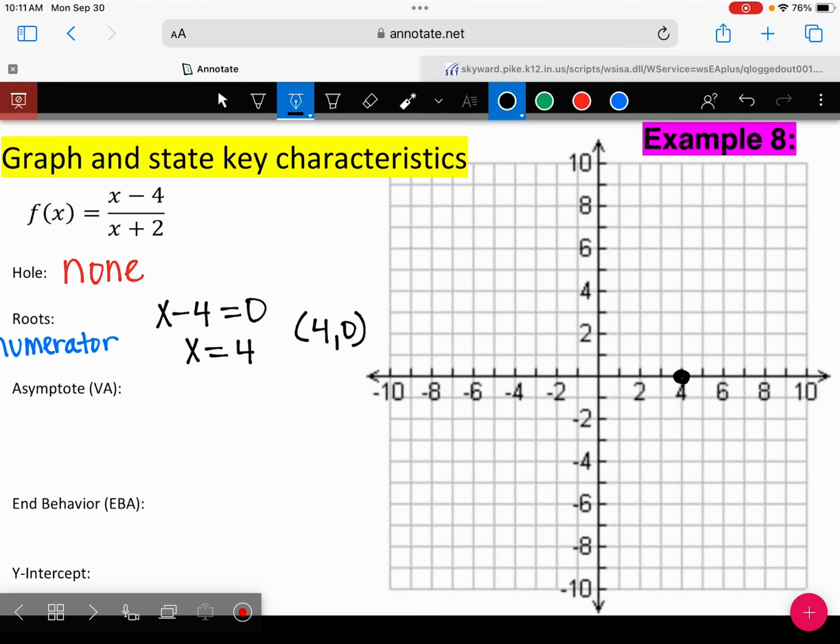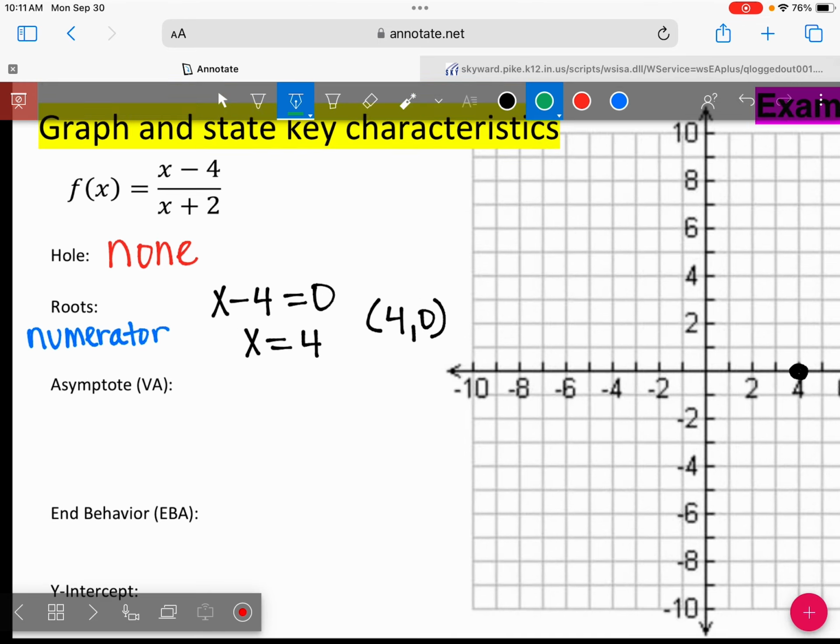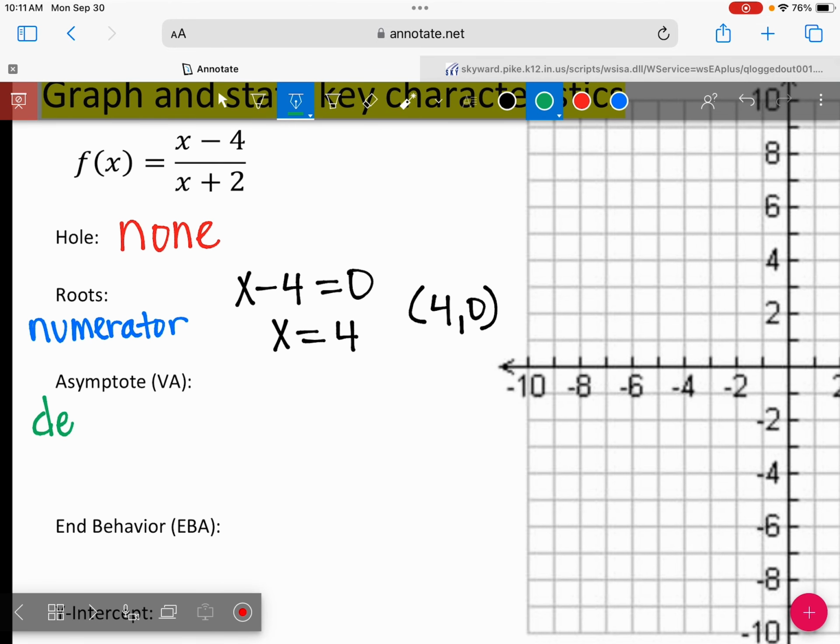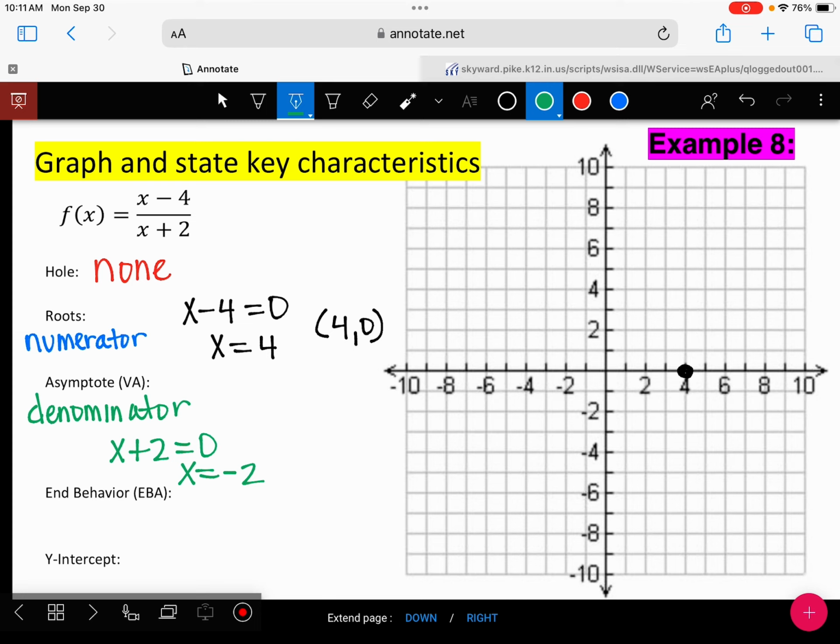Our vertical asymptote comes from our denominator, and we write that as an equation. So if we take that x plus 2 and set that equal to 0, we get that we have a vertical asymptote at x equals -2. So I'm going to draw in a dashed line at -2. I'm actually going to draw that in red. I like to think of asymptotes as like the wall of fire. The graph cannot go through. So that is a boundary.